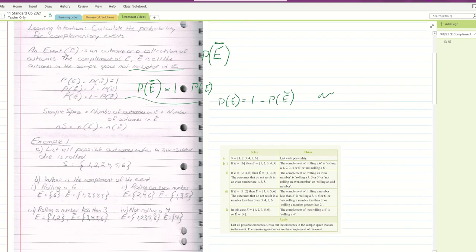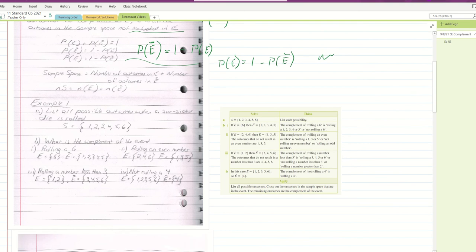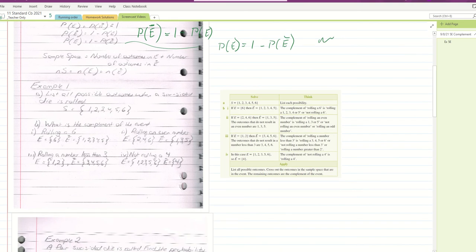The sample space is the number of outcomes in E plus the number of outcomes in the complement of E. So the number of elements in the sample space is equal to the number of outcomes in E plus the number of outcomes that aren't in E. Right, let's have a look at our example. List all possible outcomes when a 6-sided die is rolled. That's just our sample space. S equals 1, 2, 3, 4, 5, 6.